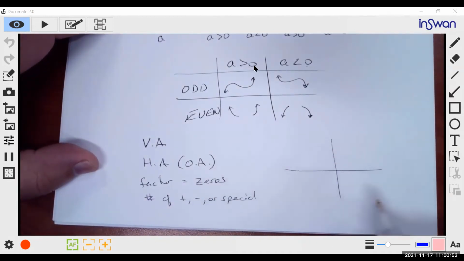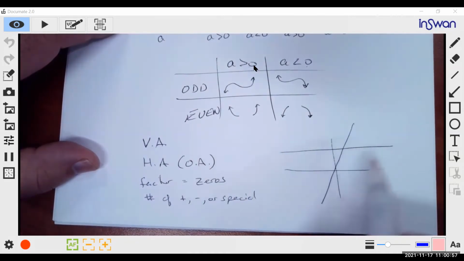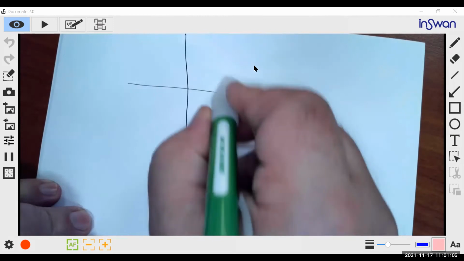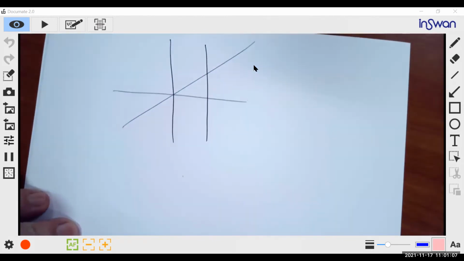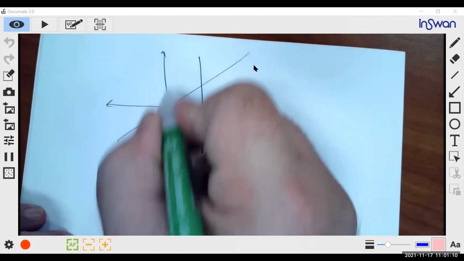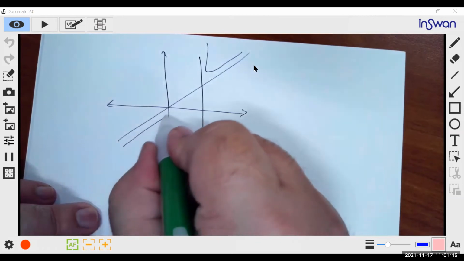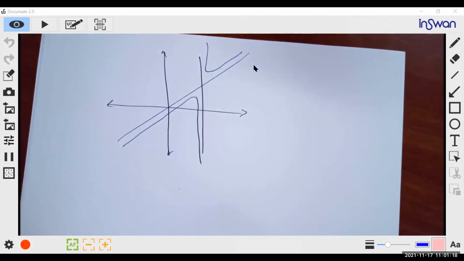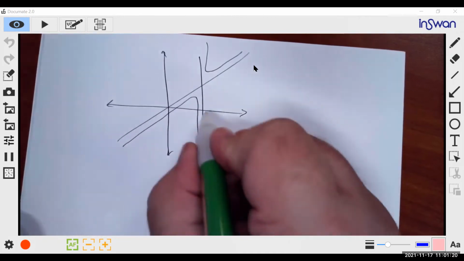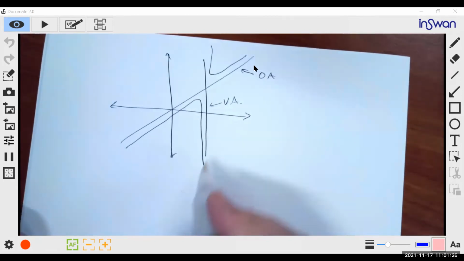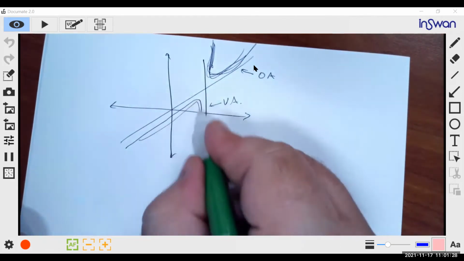We can have equations where it has a vertical asymptote here, and a horizontal asymptote. Can't have both of those, sorry. You can't have a horizontal and a slant, or a vertical and a slant. The graph here would look something like this, where you have the vertical asymptote and an oblique asymptote, and the graph simply fits there.